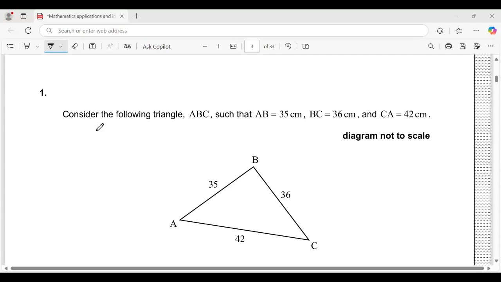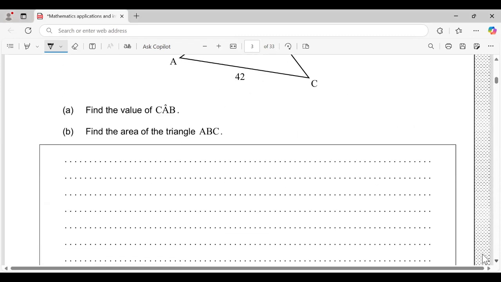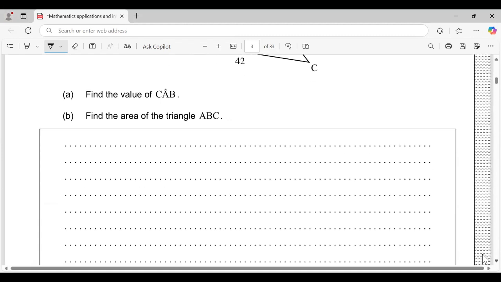Number one, consider the following triangle ABC, such that AB is 35 centimeters, BC is 36 centimeters, and CA is 42 centimeters. This is the triangle. Find the value of angle CAB. Find the area of triangle ABC.